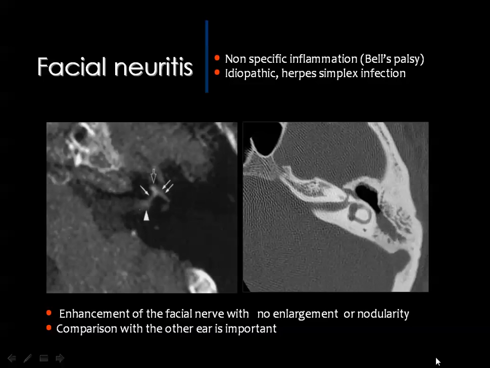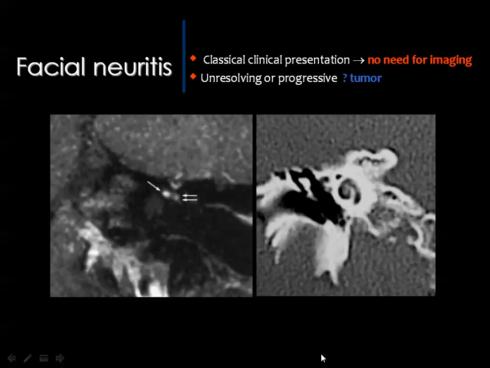We usually need the imaging, and this imaging should be performed, of course, with contrast enhancement. It's better performed by MRI rather than CT scan. In cases of resistant lesion, or a lesion which does not respond to treatment and is progressive on follow-up, this is suggestive of the presence of neoplasm, for example.